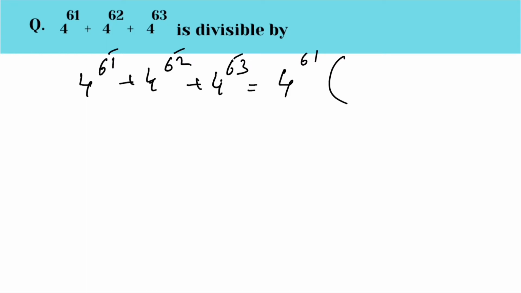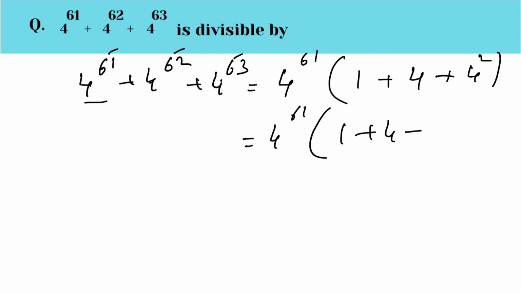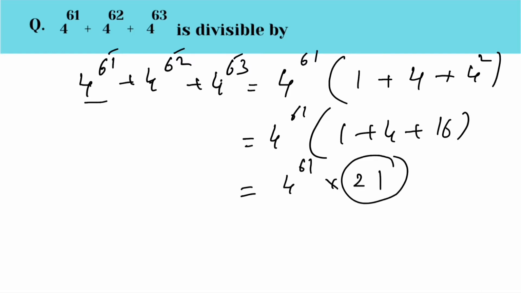So, as you have taken out 4 to the power 61 here, only 1 is left behind here. Now, similarly here, you will be left with only 4. If you take 4 to the power 61 out here, the only thing left is 4 square. So 4 power 61, you will have 1 plus 4 plus 4 square, meaning 16. So it is equal to 4 power 61 into 21. So this is exactly divisible by 21.